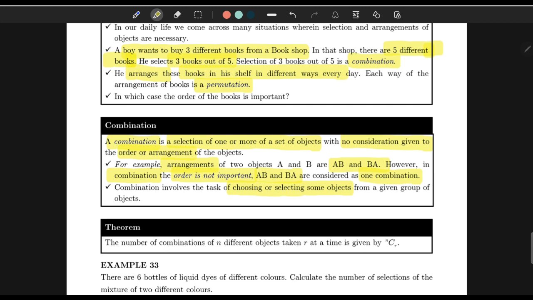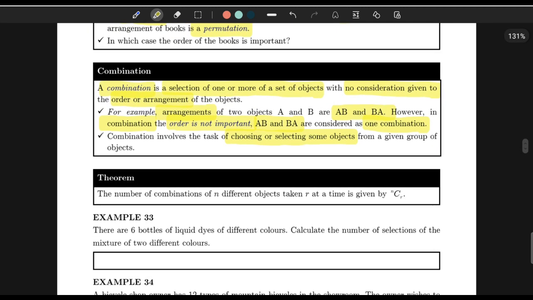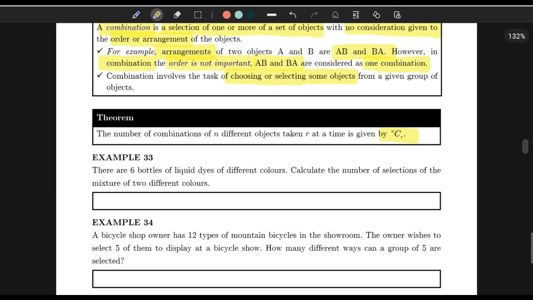So the theorem is: the number of combinations of n different objects taken r at a time is given by nCr. So please remember, to solve combination problems, we can use C as combination.